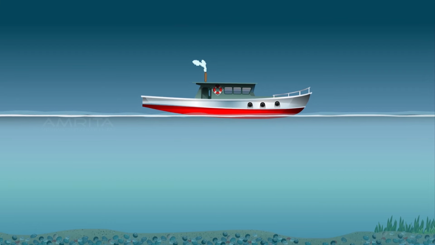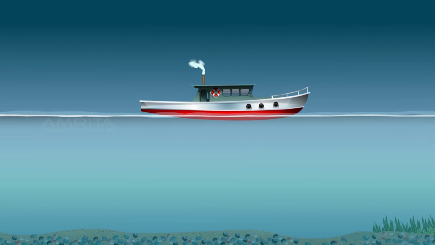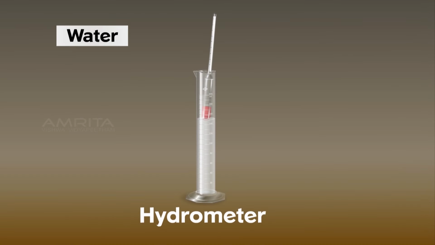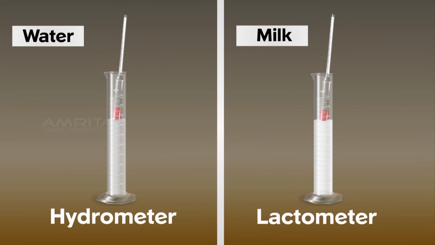Certain technologies today work based on the Archimedes principle. To name a few, the designing of ships and submarines, hydrometer is used to find the specific gravity of liquid, and lactometers used to determine purity of milk.